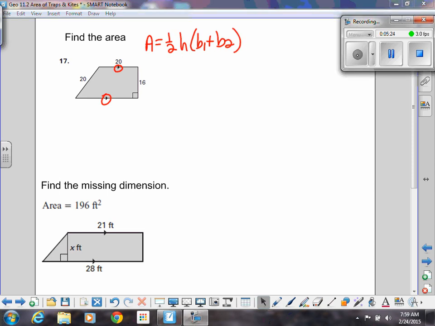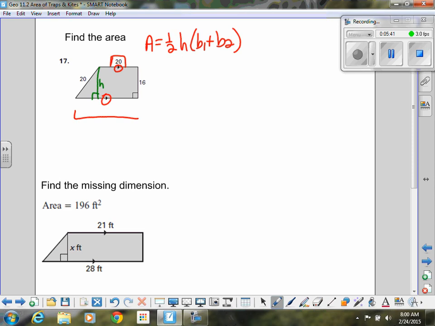So if you notice, I don't have a height that is perpendicular to a base. I need something to be right here, right? That's where my height would be. So I have one of the bases, which is 20. All right, but I don't know this full base down here. However, I can find that out. So let's think about this a little bit.